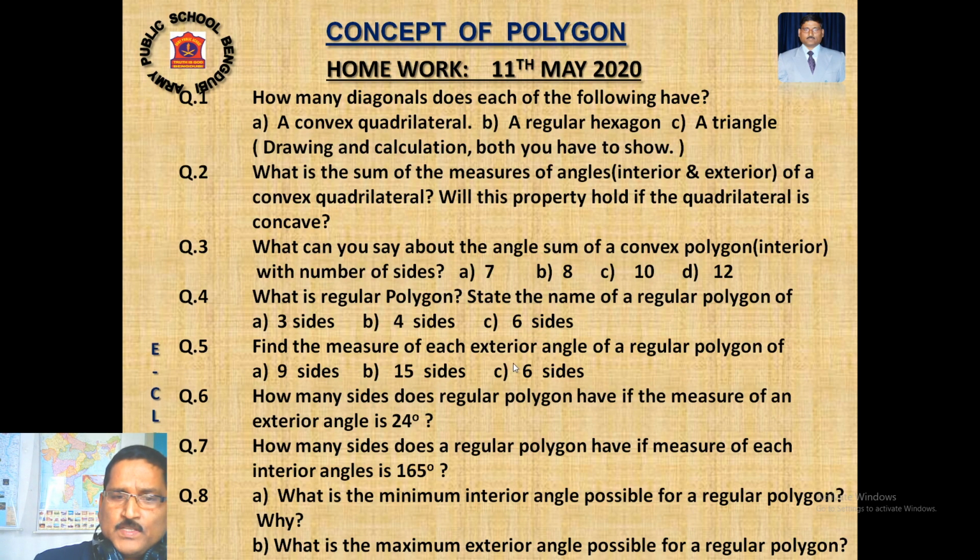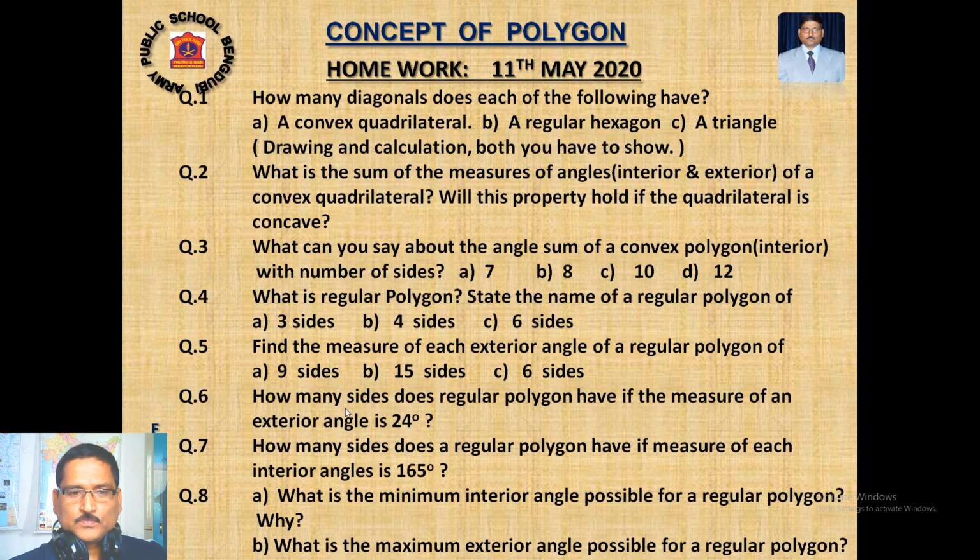Okay. Find the measure of each exterior angle of a regular polygon. I told you the sum of exterior angles is fixed. If we divide it by the number of sides, you will get each angle. So if 9-sided, then divide 360 by 9. If 15-sided, 360 by 15. If 6-sided, 360 by 6. This way you can find the measure of each exterior angle of a regular polygon.